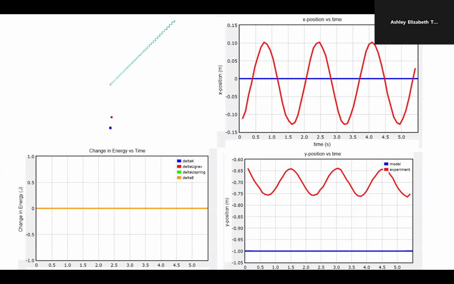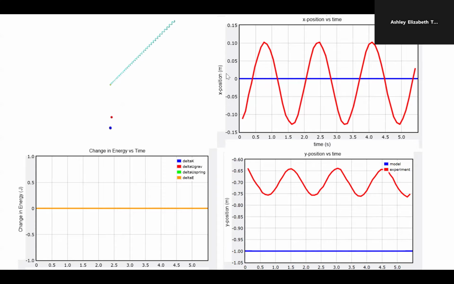Looking at our results, the horizontal position versus time graph shows a clear sinusoidal pattern. This indicates that the horizontal motion behaves similarly to a pendulum and it's periodic. The vertical position also shows oscillatory behavior, but instead of being centered around zero, it is centered around an equilibrium point that is shifted due to gravity. This is consistent with how a spring mass system behaves when gravity is acting on it.